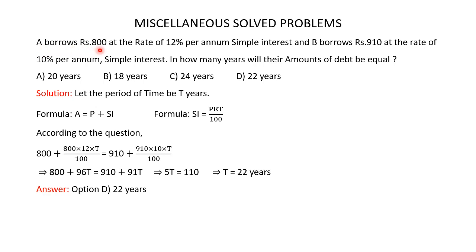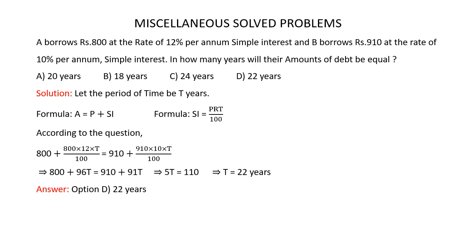A borrows rupees 800 at the rate of 12% per annum simple interest, and B borrows rupees 910 at the rate of 10% per annum simple interest. In how many years will their amounts of debt be equal? Here you are given 4 options and you have to find out which of these options is the correct one.